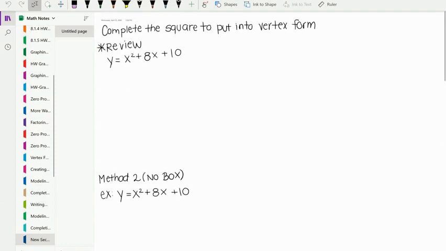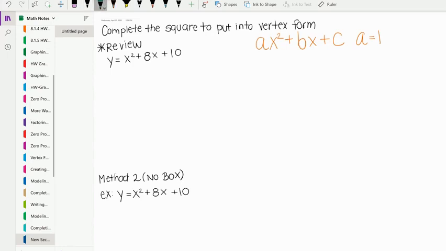Okay, so we are going to be doing completing the square to put into vertex form, which we already have done. So this is the second day. But today what we're going to be doing is learning a different method and then also looking at when a is not equal to 1. When I'm talking about a, I'm talking about our ax squared plus bx plus c. Whenever we complete the square, we want a to equal 1. And so if it's not 1, there are some additional steps that we have to take.